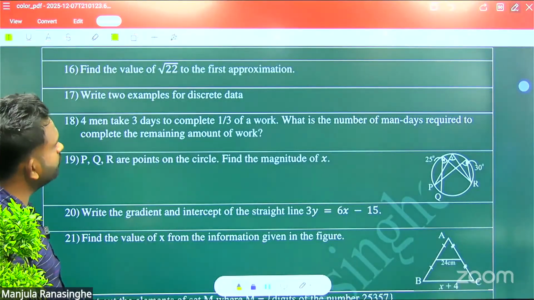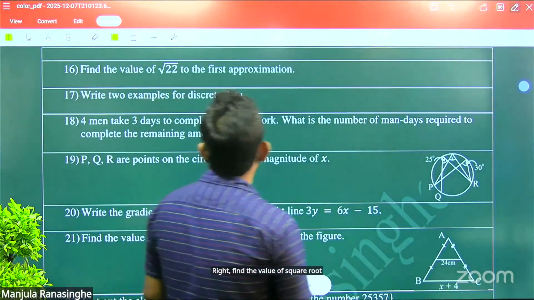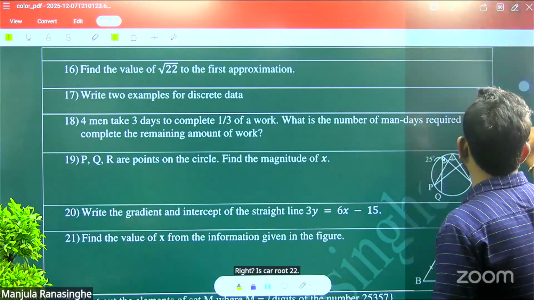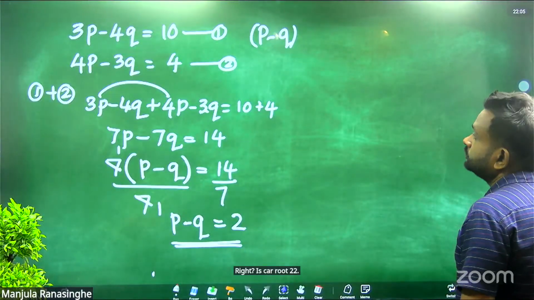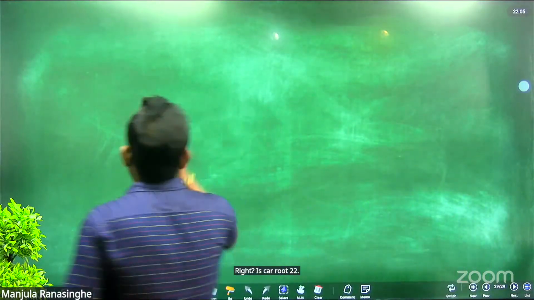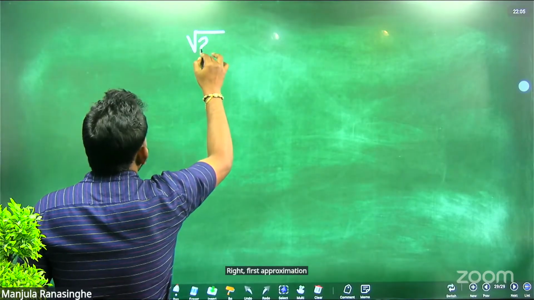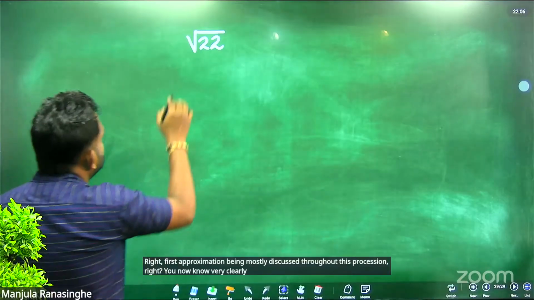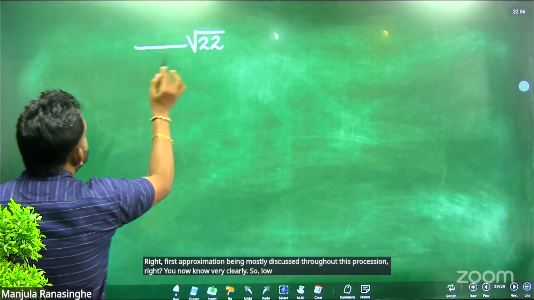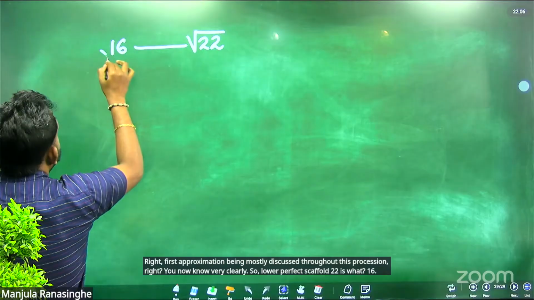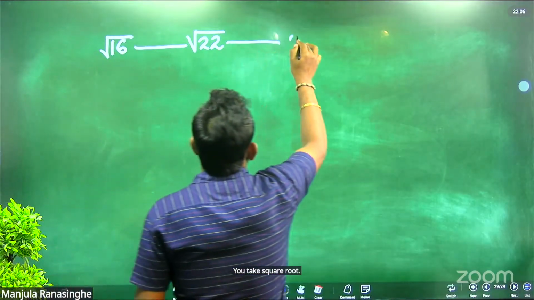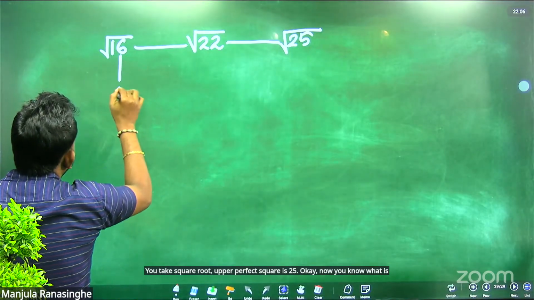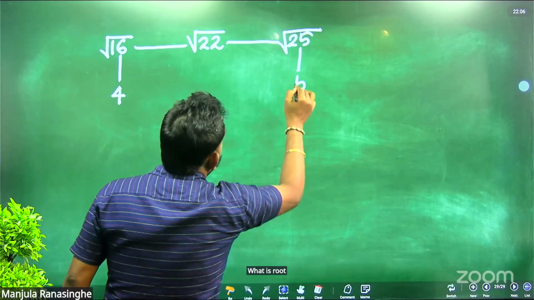Right. Find the value of square root 22 to the first approximation. First approximation has been mostly discussed throughout these four sessions, so you now know it very clearly. The lower perfect square for 22 is 16, and you take its square root, which is 4. The upper perfect square is 25, and the square root of 25 is 5.